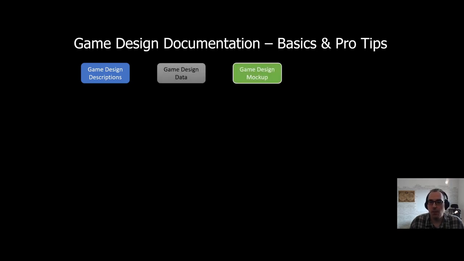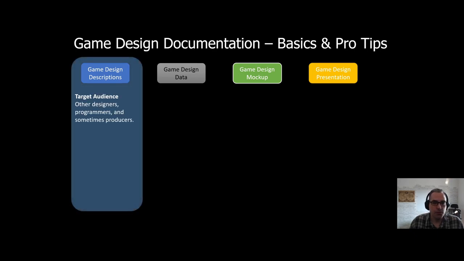But we'll go over the basics here, the four basics. There's game design descriptions. These are basic descriptions of your design. The data behind that design, the mockups so that people understand how your design works, and then the presentation of your design, which is important for certain groups, but also for understanding across the board for the whole team. Let's start with game design descriptions.